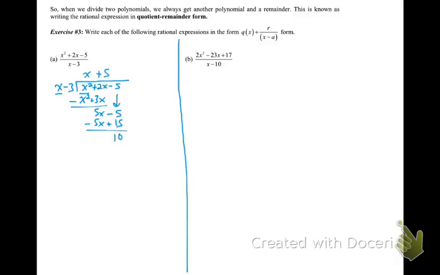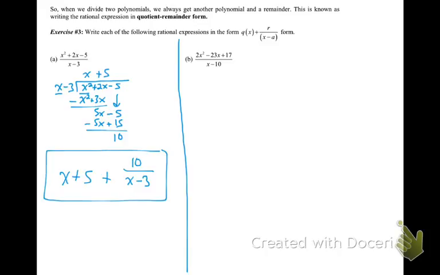So writing my answer in quotient remainder form, which is essentially what my answers have been written as, is x plus 5 plus remainder 10 over x minus 3. Okay, go ahead, pause the video now and try letter B, see what you get.